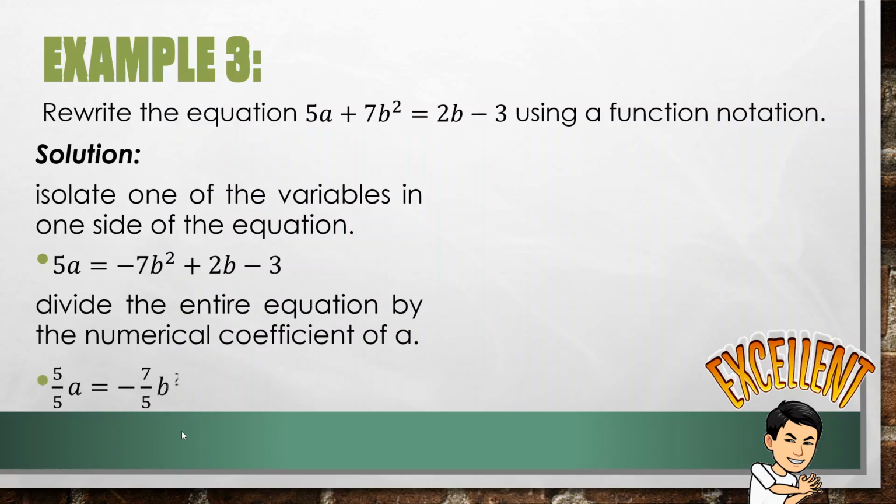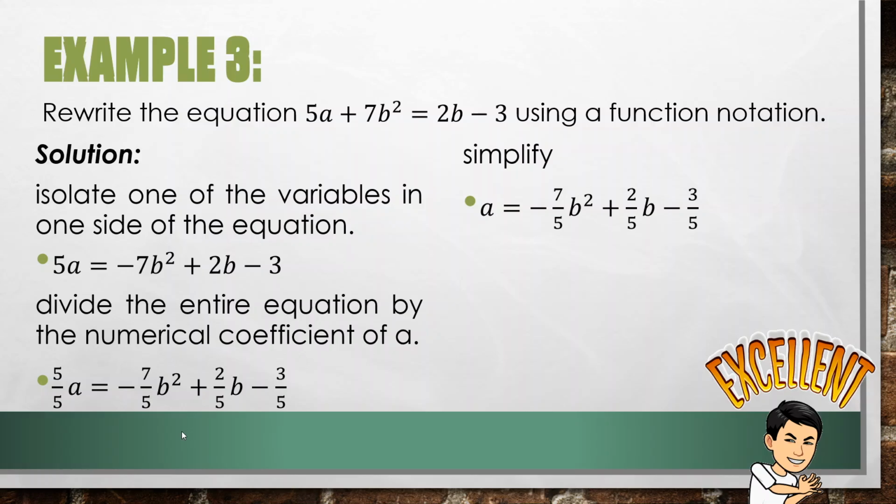So ganito yung mangyayari. We have 5 over 5a is equal to negative 7 over 5 b squared plus 2 over 5b minus 3 over 5. So, dinivide lang natin siya lahat sa 5. Next. So, we are going to simplify. So, yung 5 over 5, pwede na natin siyang tanggalin kasi equals na siya sa 1. So, ang mangyayari, we have a is equals to negative 7 over 5 b squared plus 2 over 5 b minus 3 over 5. So, now, so yan, isa na lang yung ating numerical coefficient na lang yung nasa left side natin.